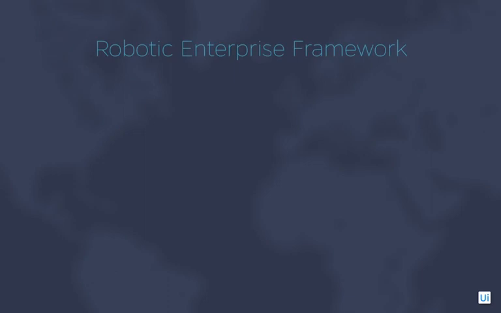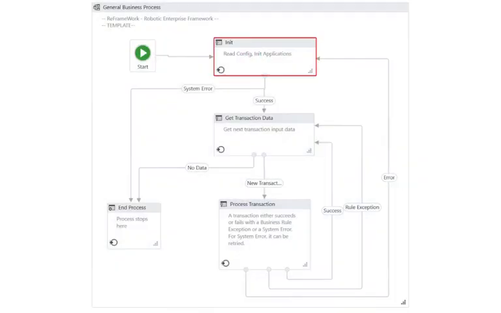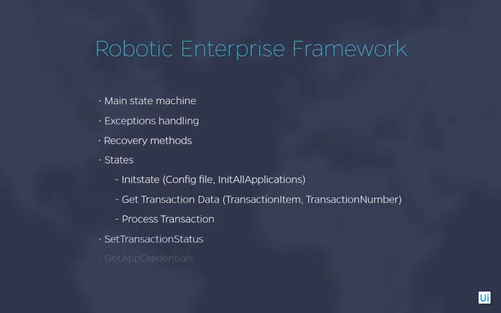This concludes our UiPath Robotic Enterprise Framework tutorial. So let's recap. We started by understanding the main state machine and the overall exception handling and recovery methods. We've then explored each state in detail: the init state with the config file and init all applications, get transaction data with the two important variables, transaction item and transaction number, and process transaction with the three possible outcomes: success, business rule exception and system error. We've also explored the set transaction status and get app credentials activities.